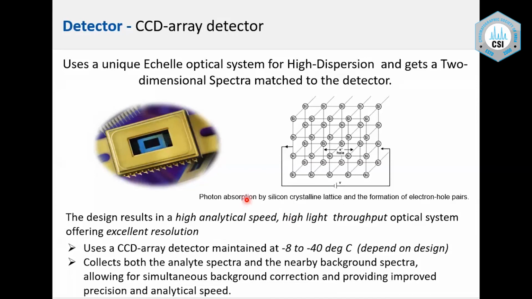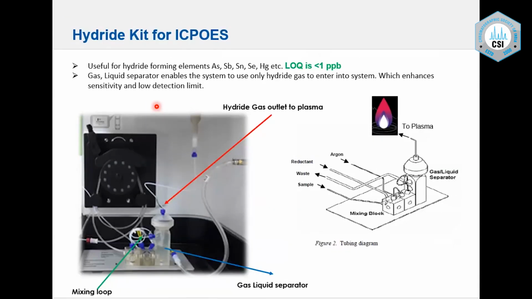But polychromator systems are high speed instruments compared to dual monochromator systems. The dual monochromator system scans each element from 0.2 seconds to 1 second or more, so you can optimize the method for that. With the dual monochromator system you get higher sensitivity compared to the polychromator based system. This is the difference between polychromator and dual monochromator.